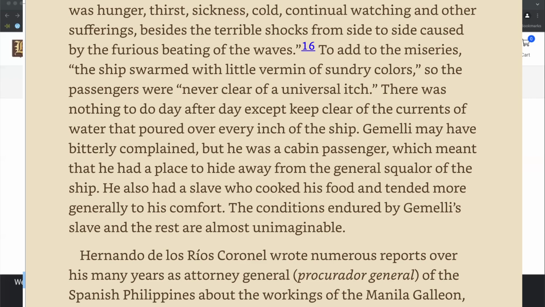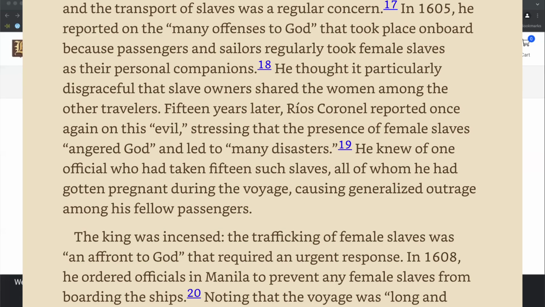Hernando de los Rios Coronel wrote numerous reports over his many years as Attorney General, Procurador General of the Spanish Philippines about the workings of the Manila galleon, and the transport of slaves was a regular concern. In 1605, he reported of the many offenses to God that took place on board because passengers and sailors regularly took female slaves as their personal companions. He thought it particularly disgraceful that slave owners shared the women among other travelers. 15 years later, Rios Coronel reported once again on this evil, stressing that the presence of female slaves angered God and led to many disasters.